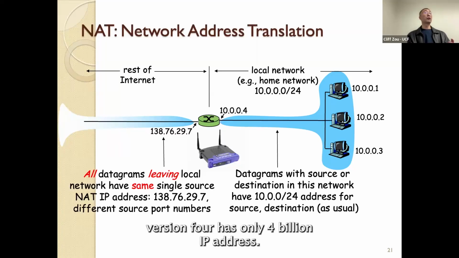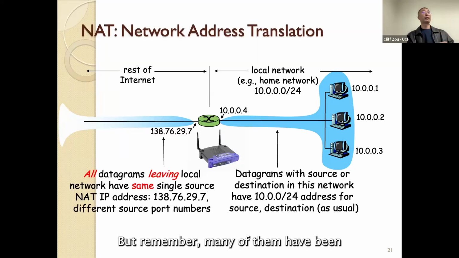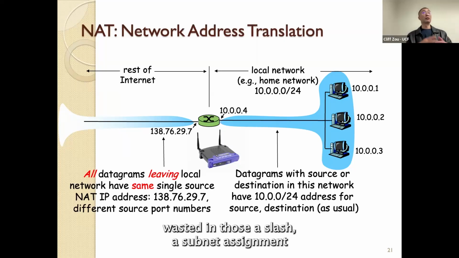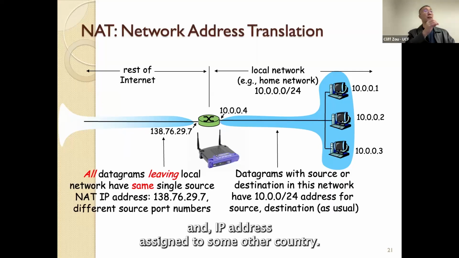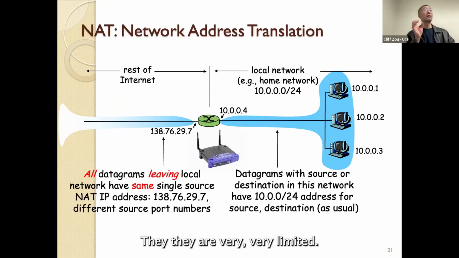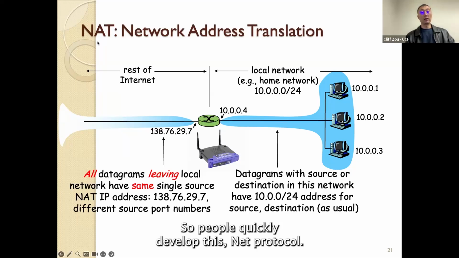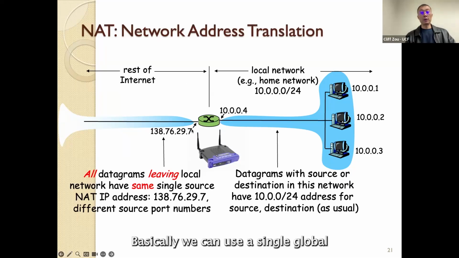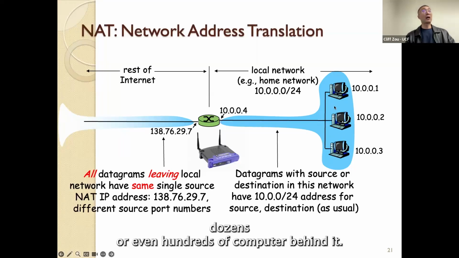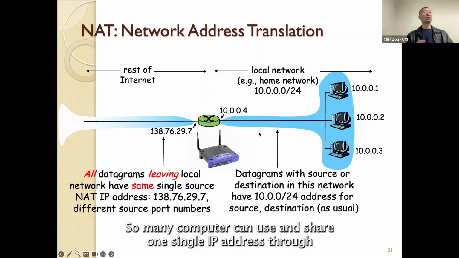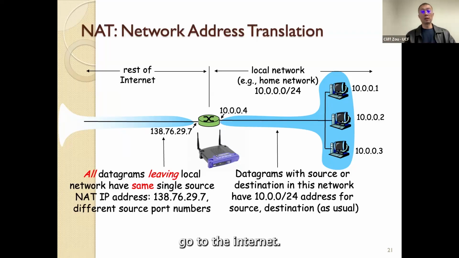Because IP version 4 has only 4 billion IP addresses, but remember, many of them have been wasted in those /8 subnet assignments, and the IP addresses assigned to some other countries are very, very limited. So how do we solve this IP address scarcity issue? People quickly developed the NAT protocol. Basically, we can use a single global IP address to support dozens or even hundreds of computers behind it. So many computers can share one single IP address to go to the internet.